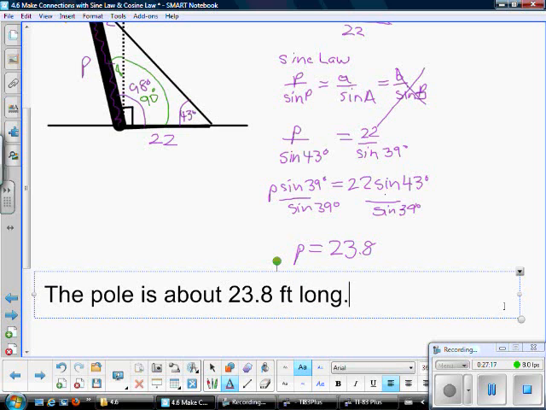Okay, so there's a few questions for you as far as examples go. As I said, every question is different. Sometimes the hardest part is getting the picture. If you're unsure about your picture, make sure you ask before you do all this work, and then discover, oh, I put that angle in the wrong spot. Okay, good luck.